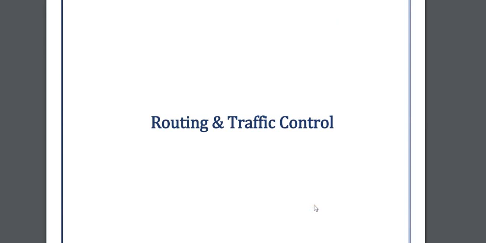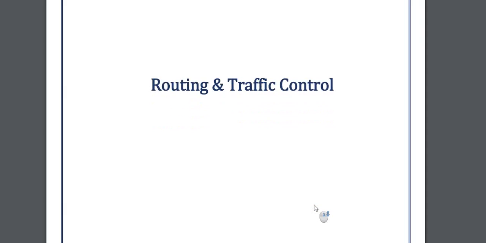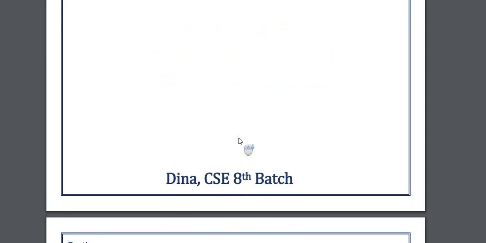Hello everyone. Today we will discuss the routing and traffic control section. In this section, routing is used for path definition. To generate and select the path, the routing module is used, and traffic control is to maintain how the traffic would go from here to there.